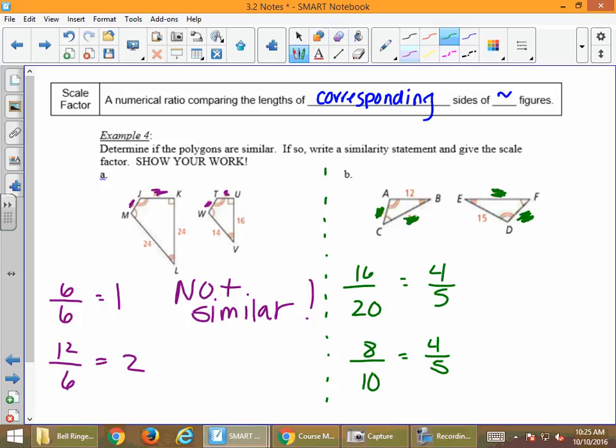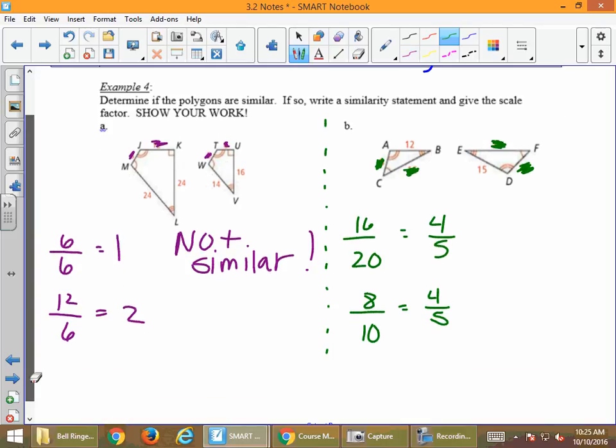And then how are we going to set up this last fraction? 12 over 15, our last two numbers. What is 12 over 15 reduced down to? 4 over 5. So are these figures similar? Yeah. Okay? We're not done. In the directions it says, determine if the polygons are similar. Done. We know they are.